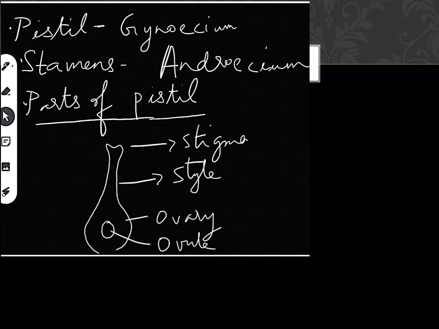Pistil is the female reproductive part of a flower and it comes under the word gynoecium, just like stamens come under the word called androecium. The different parts of pistil are stigma, style, ovary, and ovule. The number of ovules varies from one plant to another. The space within the ovary is also called locule.